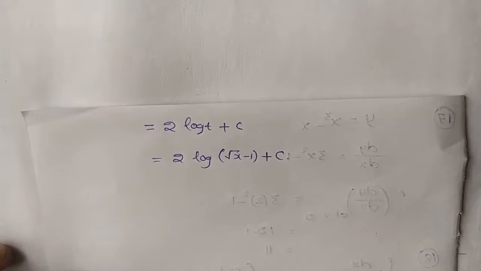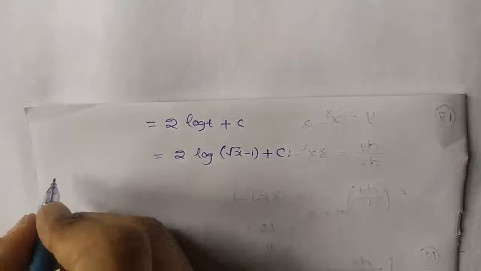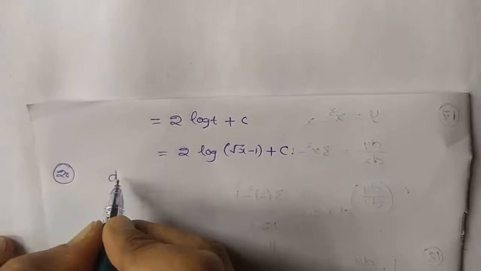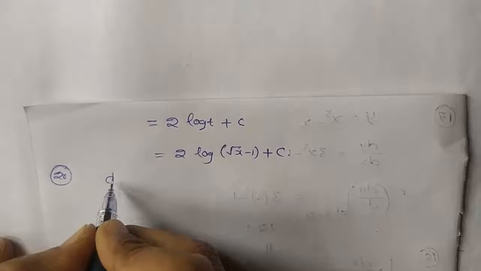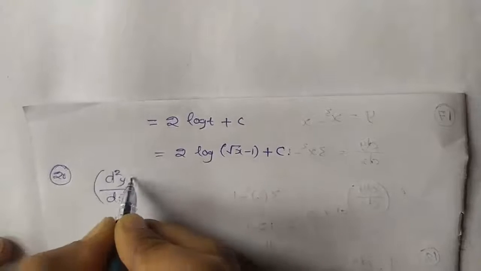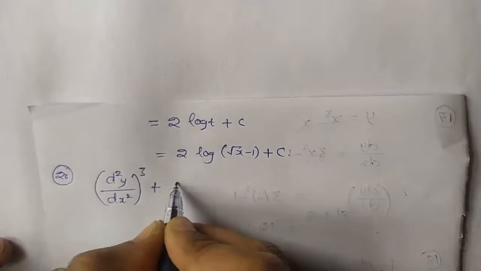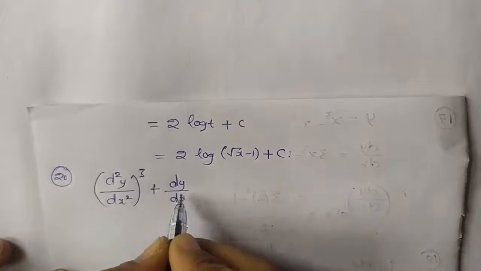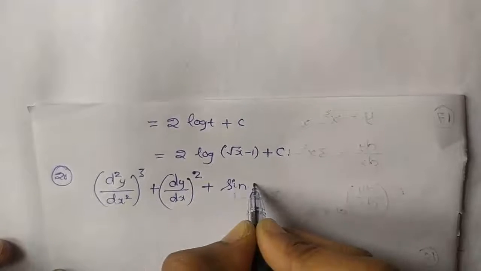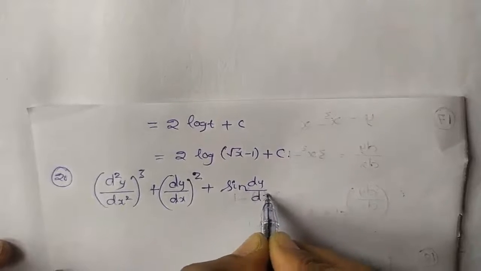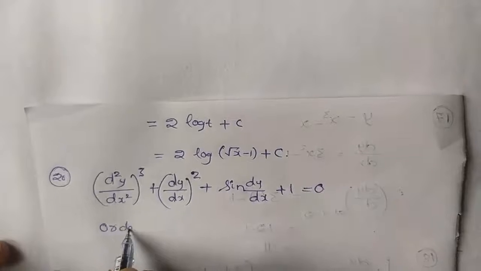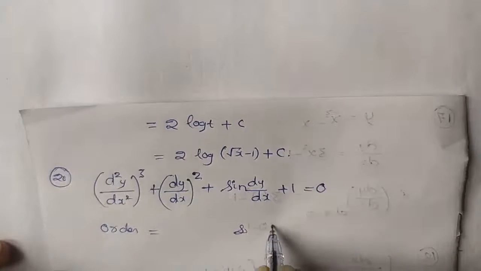Next, see the 20th question, question number 20. Find the order and degree of the differential equation: (d square y by dx square) whole cube plus (dy by dx) whole square plus sine of dy by dx plus 1 equals to 0. Then find out the order and degree.